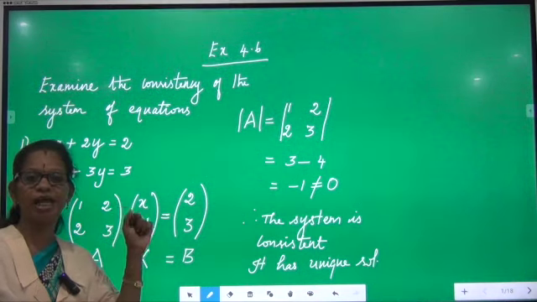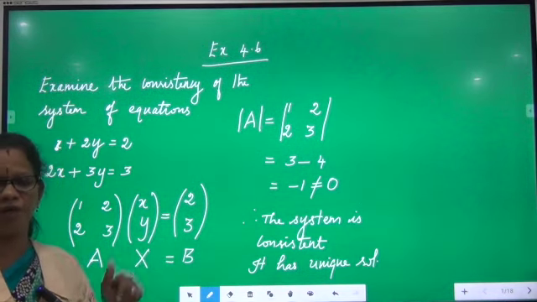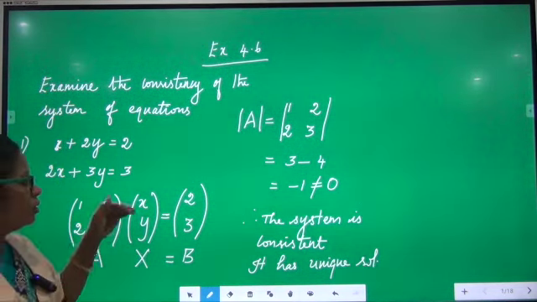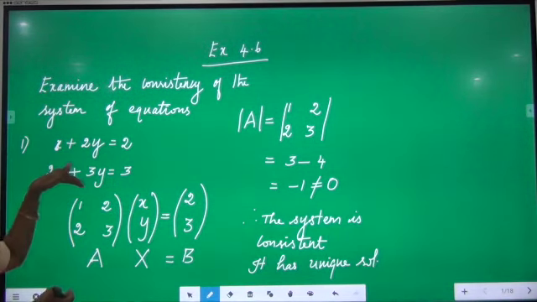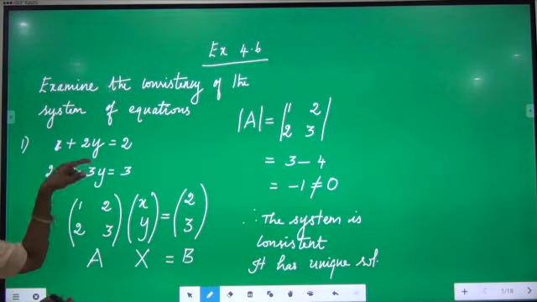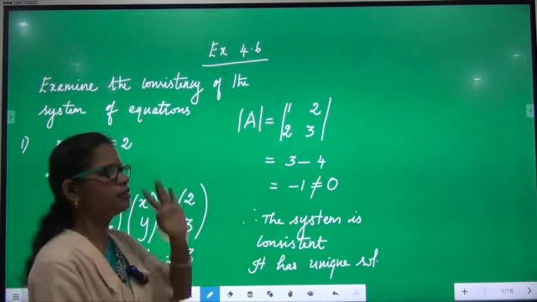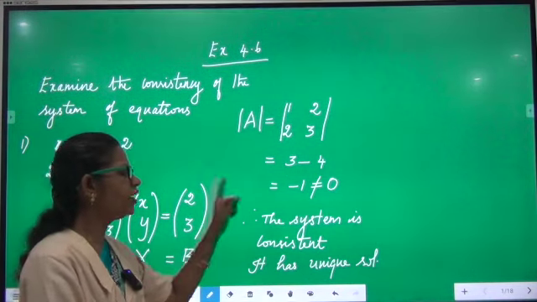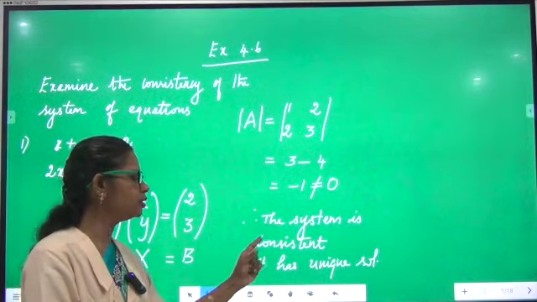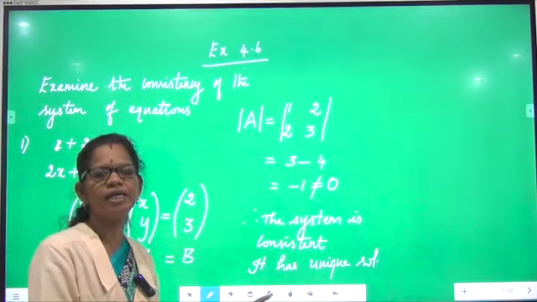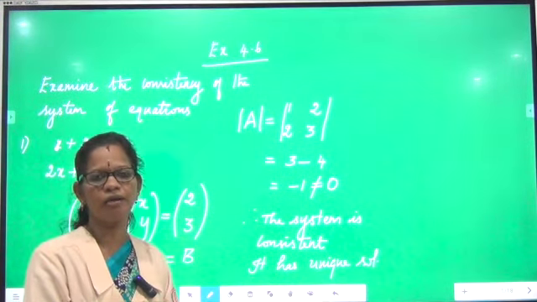For that we learned a1/a2 is not equal to b1/b2. The same pair of linear equations, when you transfer into the matrix, you should check what is the determinant of A. If it is not equal to 0, your conclusion is the system is consistent, it has a unique solution.